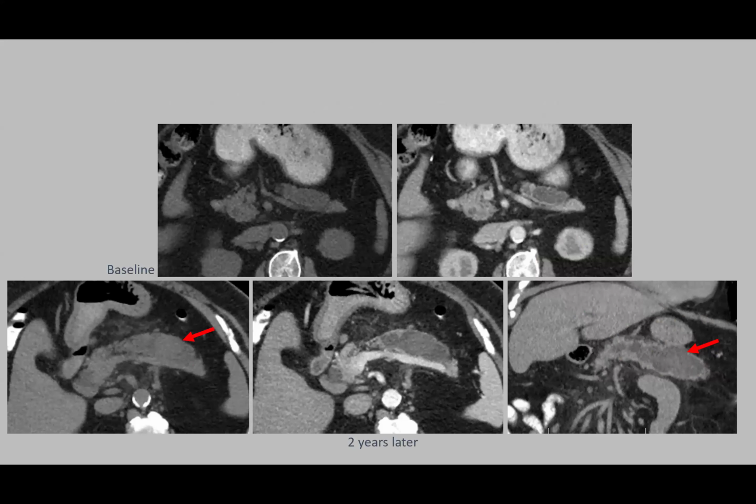Here we have another example of a main duct IPMN. This patient had a dilated main duct in the region of the pancreatic body, and was being surveilled. Two years later, the diameter of the pancreatic duct significantly increased. And not only that, now we start seeing this faint, higher than water attenuation lesion within the pancreatic duct that demonstrated minimal enhancement on contrast administration. This turned out to be a colloid carcinoma. Colloid carcinoma is a variant of adenocarcinoma that has much better prognosis than the conventional pancreatic ductal adenocarcinoma and tends to develop in these patients who have IPMN.